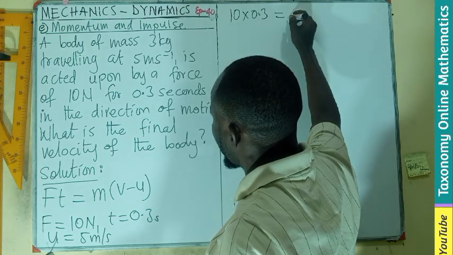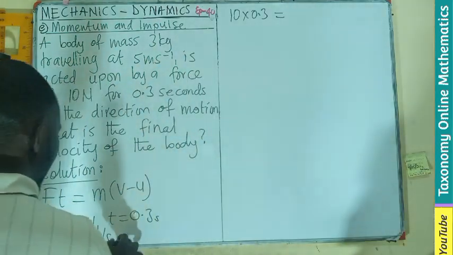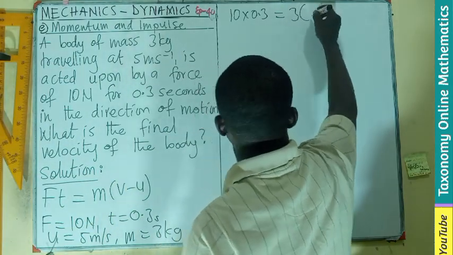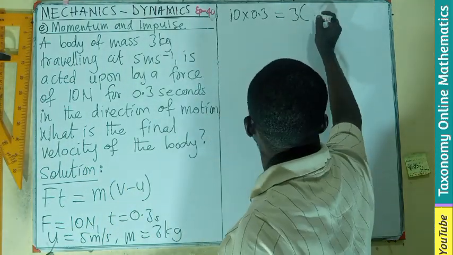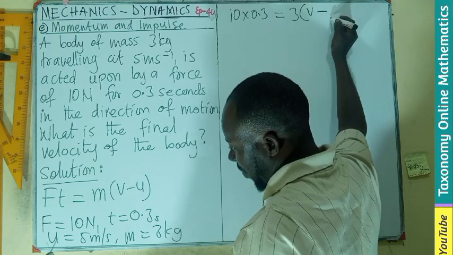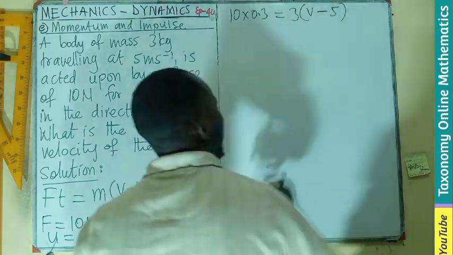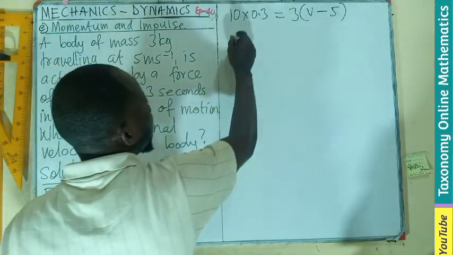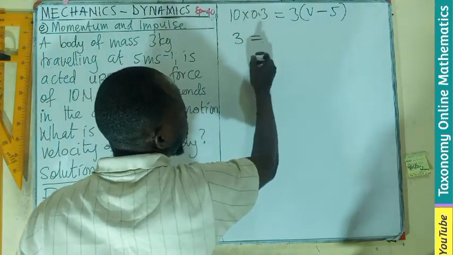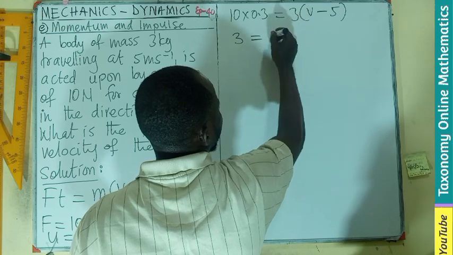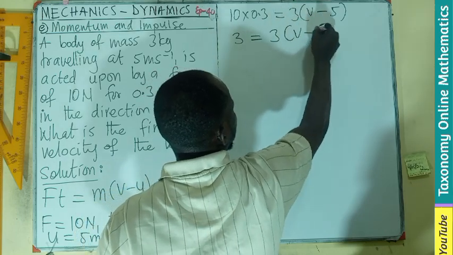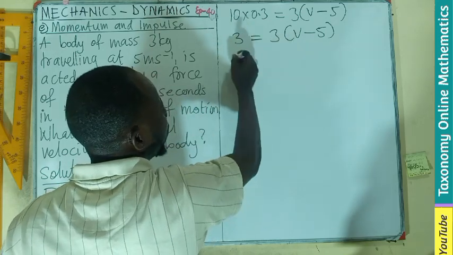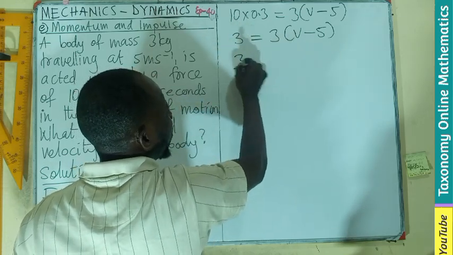times the change in velocity. The mass of the body is given as 3 kg, into (v minus 5), where the final velocity v is unknown and the initial velocity is 5. So this is what we have. Let's multiply this: 10 times 0.3 is 3, so 3 equals 3v minus 15... let's maintain 3(v minus 5). Divide both sides by 3.